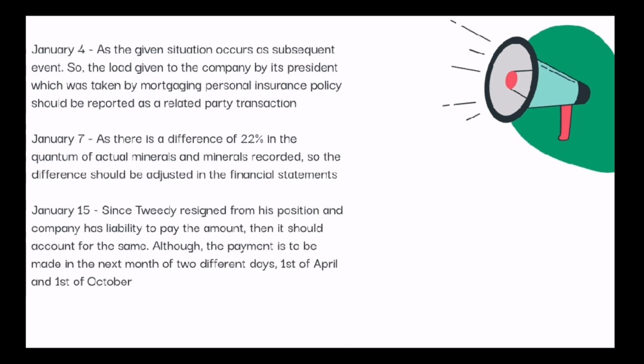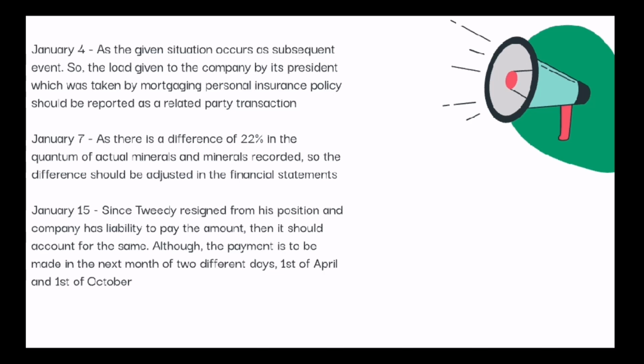On January 4, as the given situation occurs as a subsequent event, so yung binigay ng president ng company, which was his wife was actually the beneficiary. So, i-report niya yun as a related party transaction at hindi mortgaging personal insurance policy. And on January 7, as there is a difference of 22% in the quantum of actual minerals and minerals recorded, so the difference should be adjusted in the financial statements.